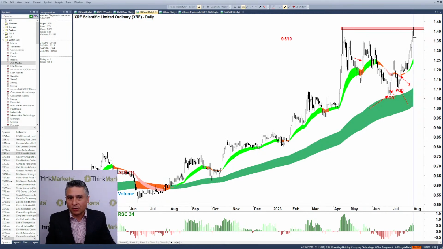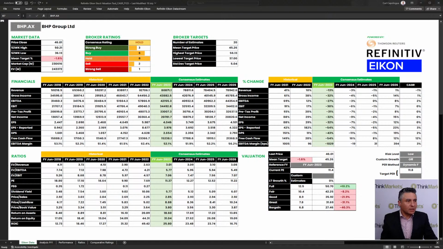However, if you've got a slightly medium to long term view, you don't care about timing entry as much, I think it's fine. Certainly happy holder, no doubt about it. So that is XRF Scientific. Because it's one I'm very interested in, let's head over here to the Refinitiv Icon spreadsheet and check out XRF.